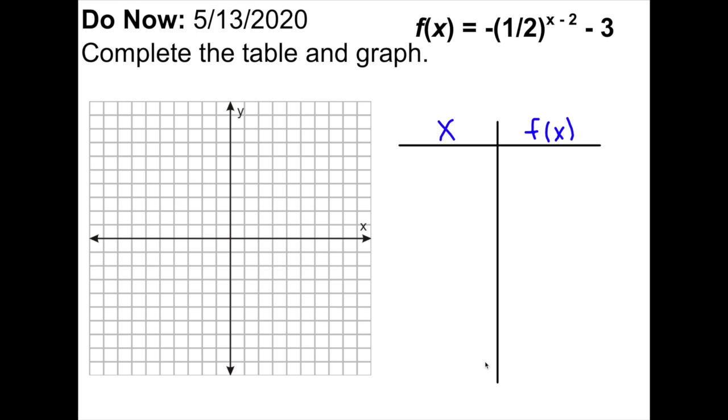Okay, so here what we need to do, we need to complete the table and the graph as we've been doing for the past few days. I encourage you to take a look back at those do nows if needed. Our function is f of x equals negative 1/2 to the x minus 2 minus 3. So go ahead, pause, make your table and your graph. Then when you're ready, unpause, and you can see what I got.